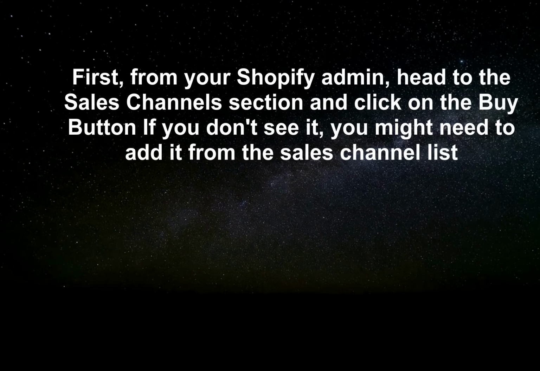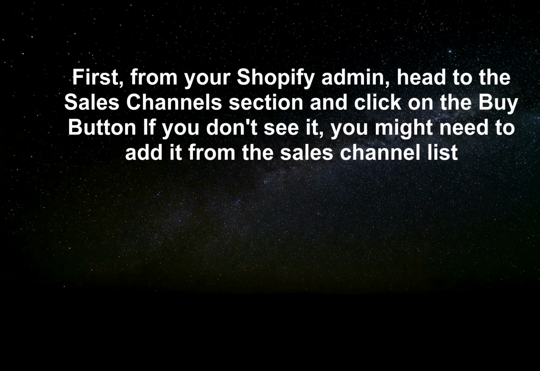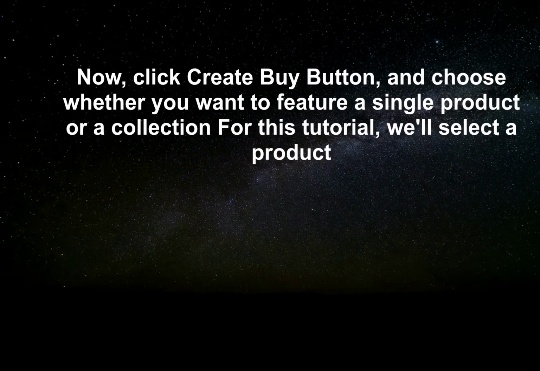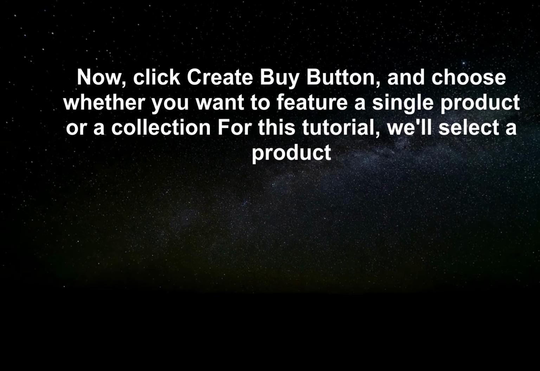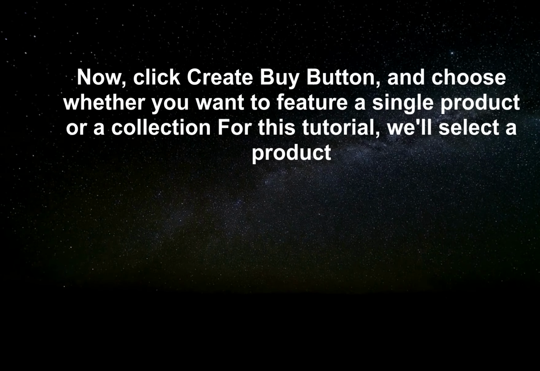First, from your Shopify admin, head to the Sales Channels section and click on the Buy button. If you don't see it, you might need to add it from the Sales Channel list. Now click Create Buy button and choose whether you want to feature a single product or a collection. For this tutorial, we'll select a product.